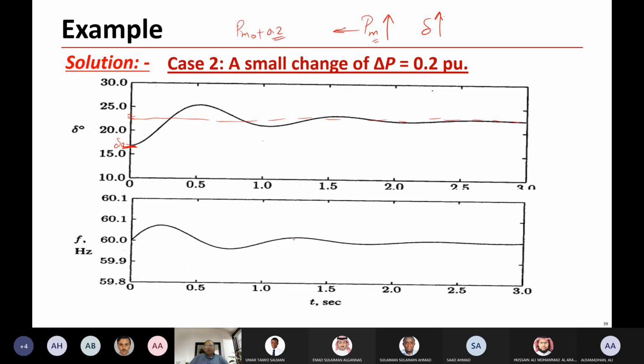So we have a step change in the mechanical power. And if we have a step change in mechanical power, then we are talking about a higher angle. So this is delta 0 and this is delta final, and this is the 0.2 step. So we expect the angle to be, of course, higher, but the frequency is fixed. Definitely the frequency should remain at 60 hertz.